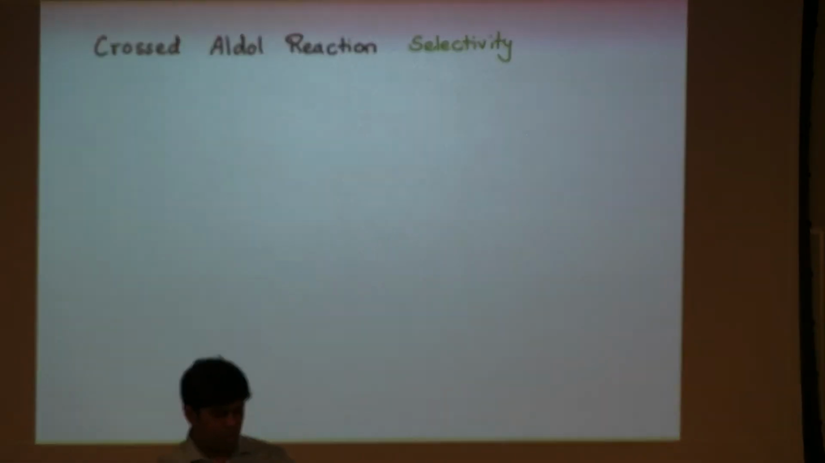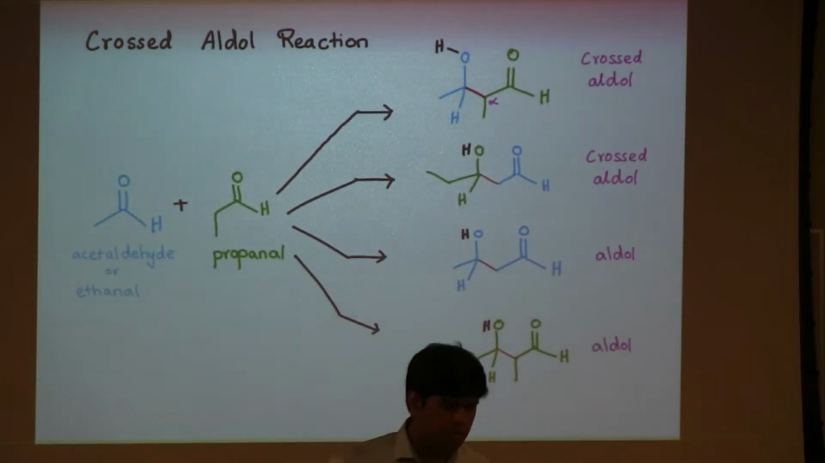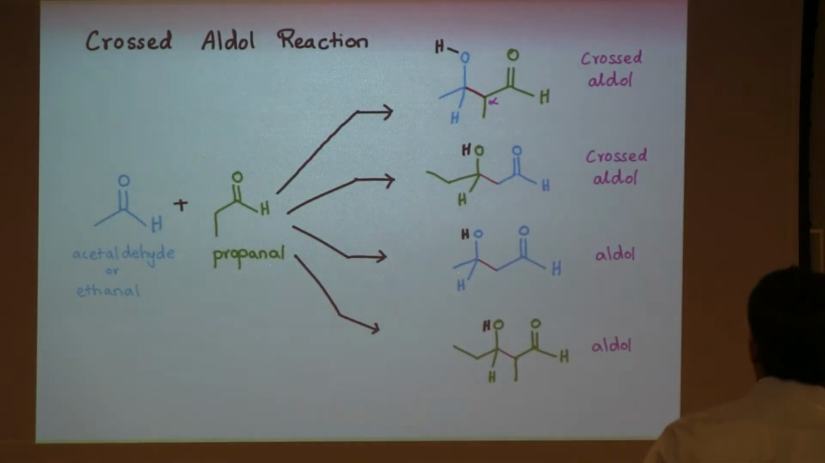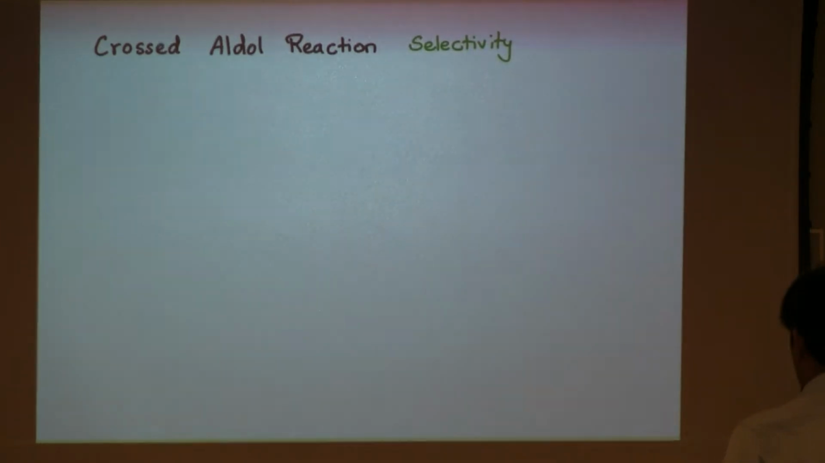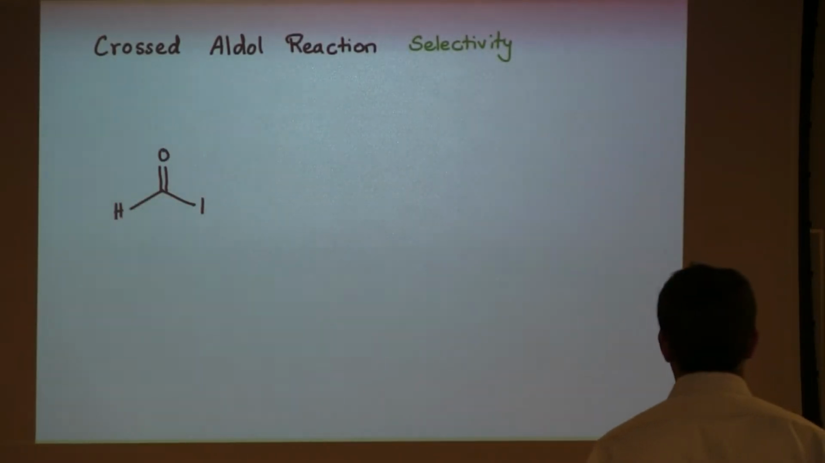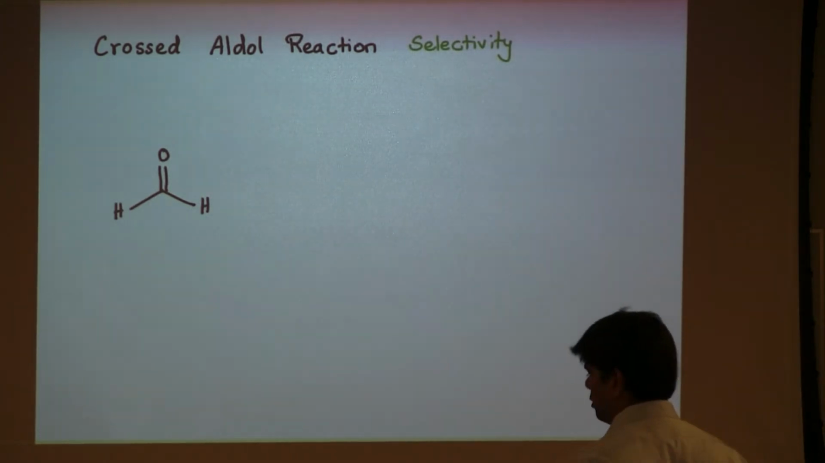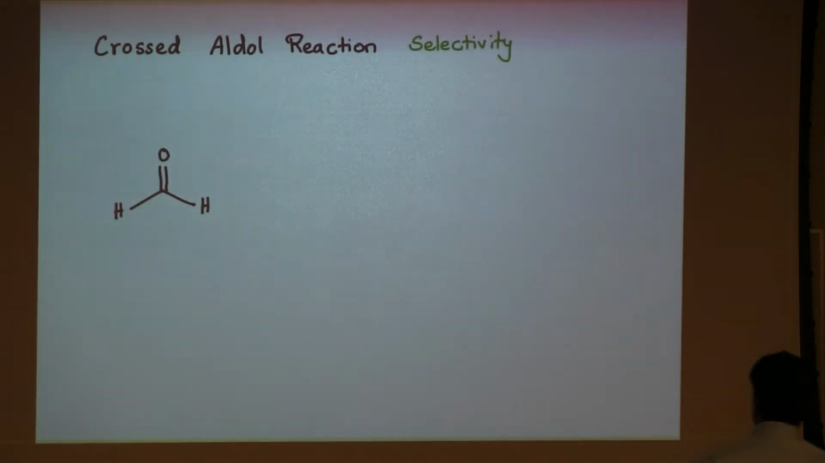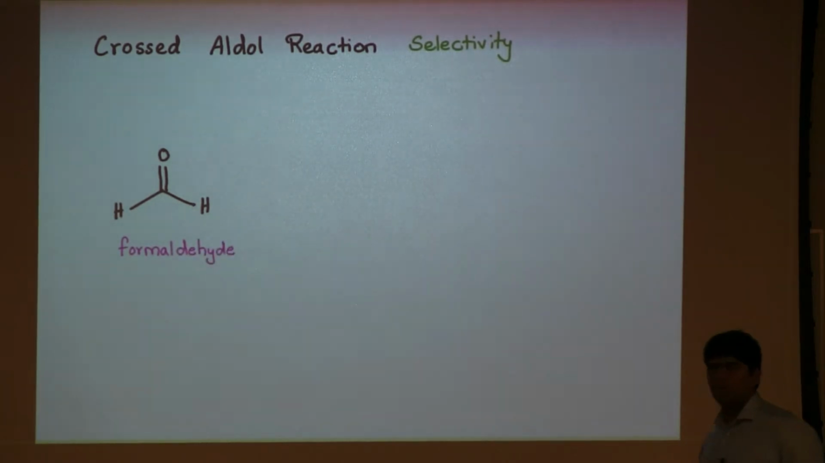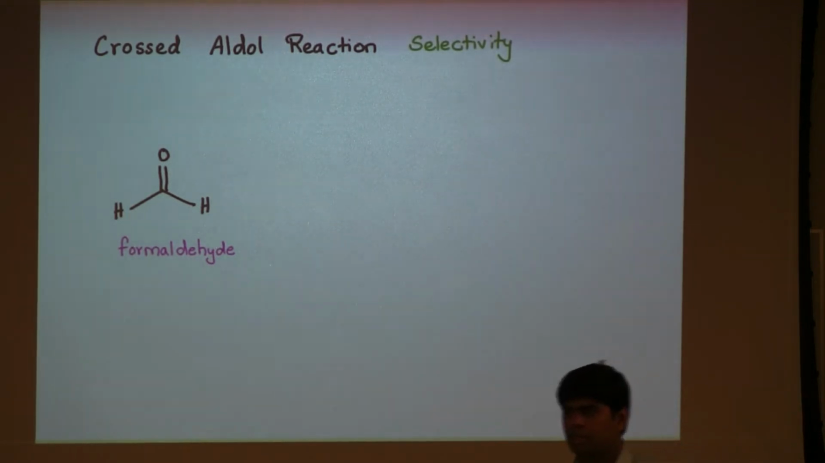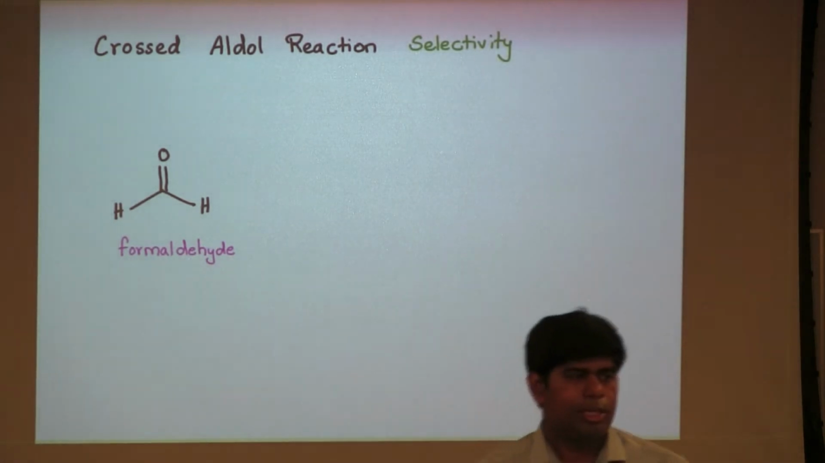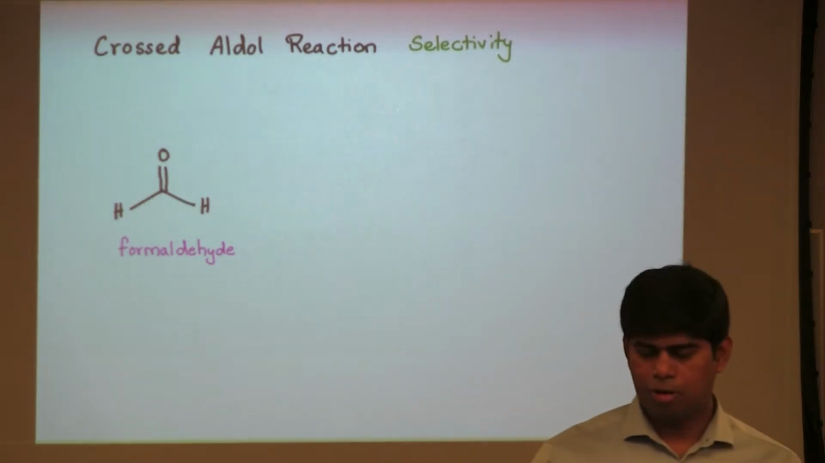So now, in the last slide, we have 4 different products, and there is a way you can control the selectivity of the reaction. So you can choose an aldehyde like this. What aldehyde is this? Formaldehyde, right. Okay, does it have an alpha carbon? It doesn't have an alpha carbon, so you cannot deprotonate this molecule. So it can only act as an electrophile. It cannot act as an enolate, the nucleophile, right?